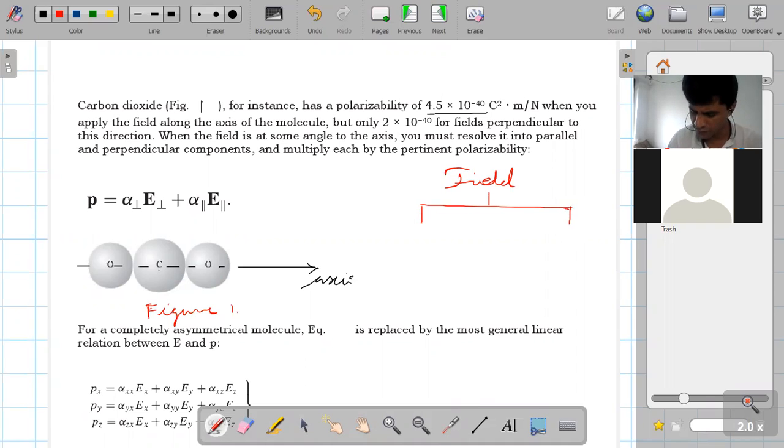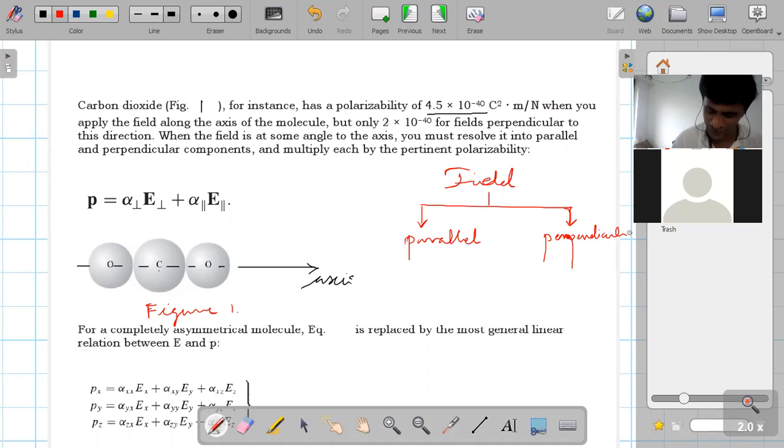One is which component, dear student? Parallel component. And another one is perpendicular. Understood? This total field is divided into 2 parts. One is parallel and another one is, yes, anyone? Perpendicular. Understood this level?